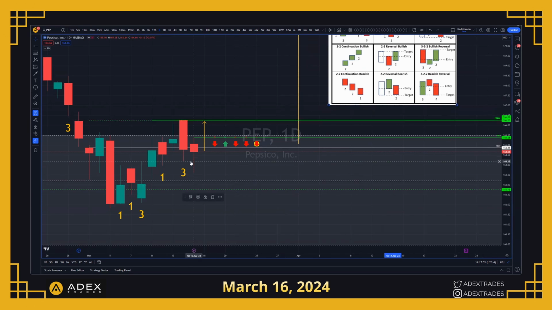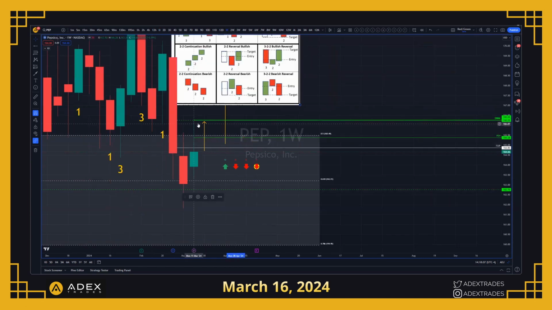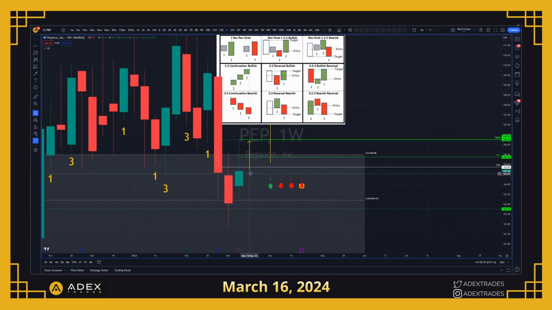So if Pepsi triggers a 3-2-2 reversal on the day and it gets to target, you will be triggering a 2-2 continuation on the weekly chart, because that target for the day happens to be the 2-2 continuation on the weekly chart off of OTE. And that is how you can predict or foreshadow how price can get.